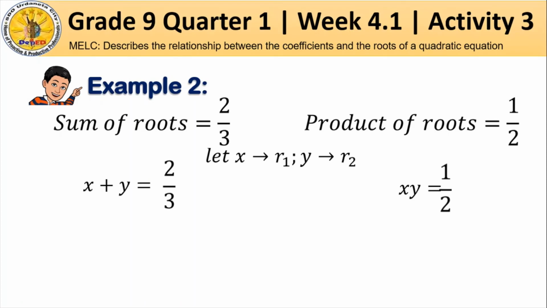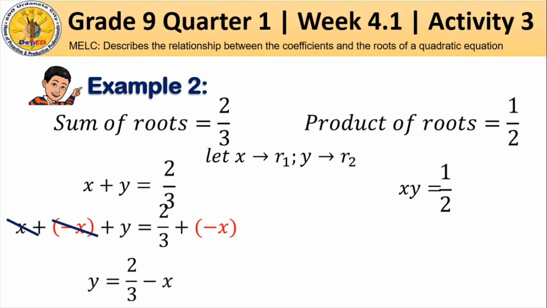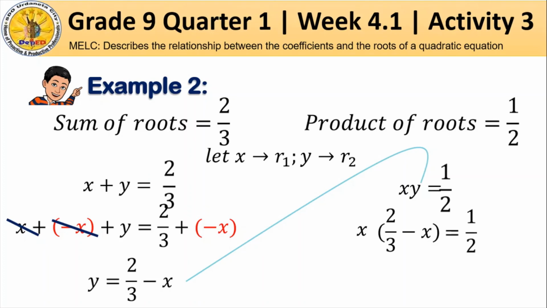On the first equation, we are going to find the value of y in terms of x by using the addition property. We are going to add the additive inverse of x to both sides to eliminate x on the other side, leaving us y is equal to 2/3 minus x. Now, we will use this value to substitute y in the second equation. We now have x times the quantity 2/3 minus x is equal to 1/2.